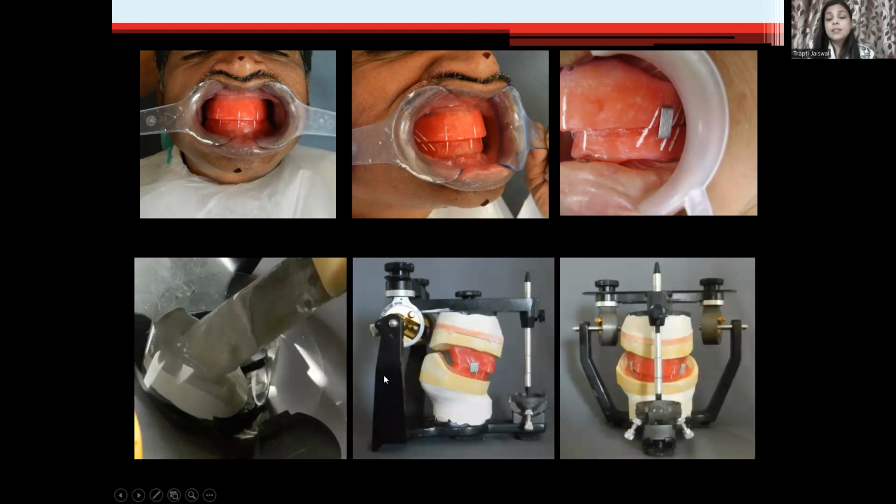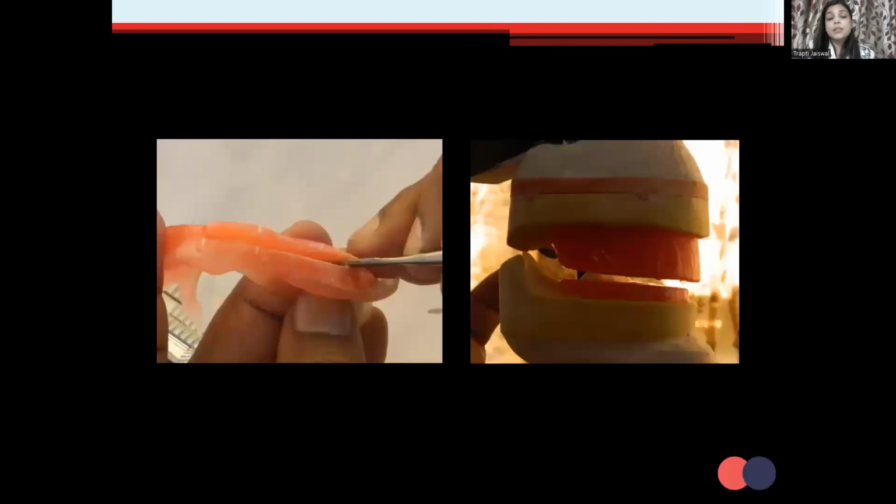Once the centric relation record is made, we will reduce some wax from the upper portion of the mandibular rim. Why are we removing this wax? Because we need some space for the central bearing assembly, and also the wax removed should be uniform, parallel to the upper rim.